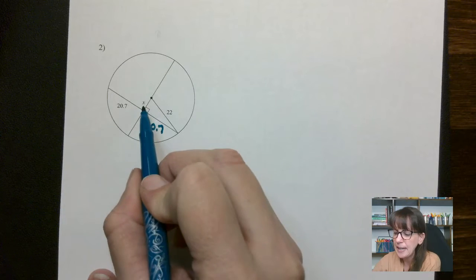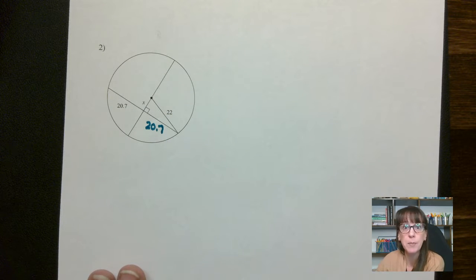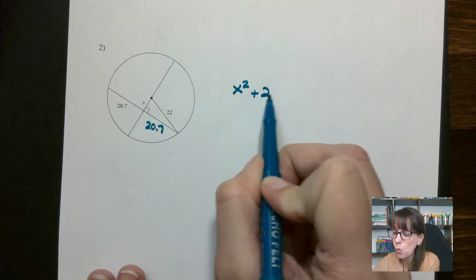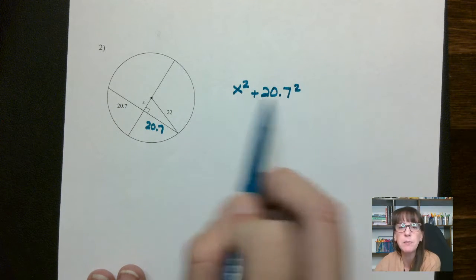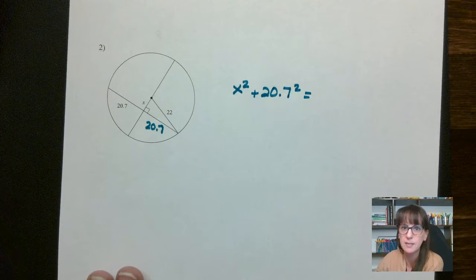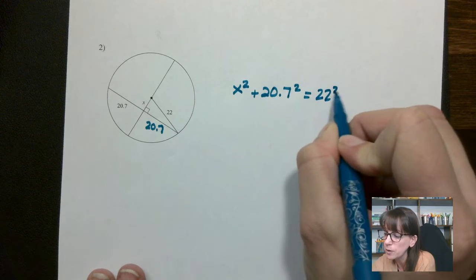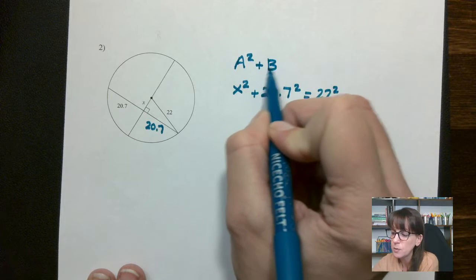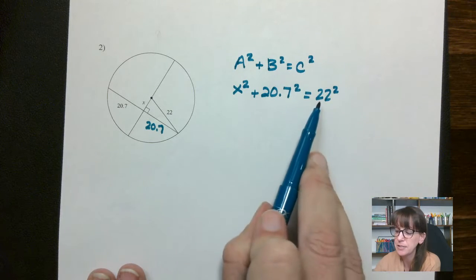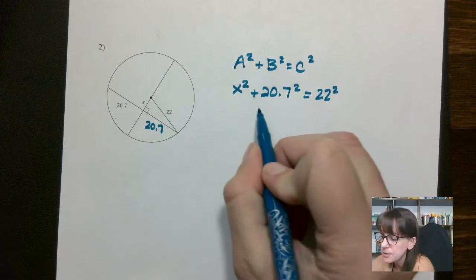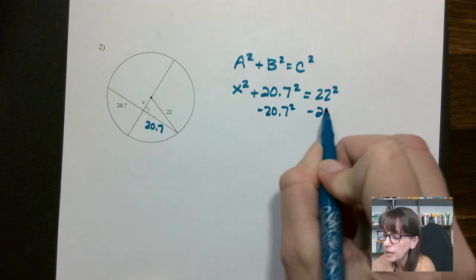So I have this triangle here and it's a right triangle because we have that perpendicular angle. When I have a right triangle and I don't know a side, I can use the Pythagorean theorem. So I'm going to say x squared plus 20.7 squared, and remember, those can be in either order. The legs could be 20.7 squared plus x squared equals 22 squared, but that one has to be your c. So a squared plus b squared equals c squared, and our c is always our hypotenuse, opposite our right angle. Okay, so if I subtract 20.7 squared from both sides.